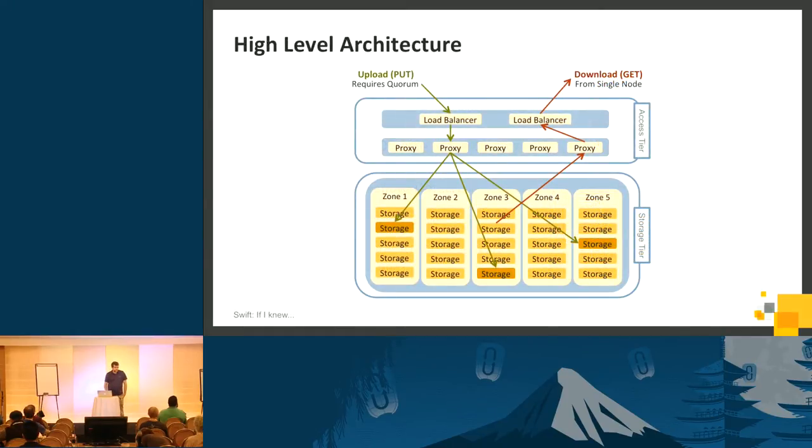Here's a high-level architecture. First, you have the access tier at the top. You have load balancers, as you would have for most REST applications. The proxy servers handle the inbound requests from the user, authentication, and that's where most of the logic and decision making happens. Below that is the storage tier, which actually stores the object data, the accounts, and the containers, and they're broken up into different zones for availability and data protection purposes.